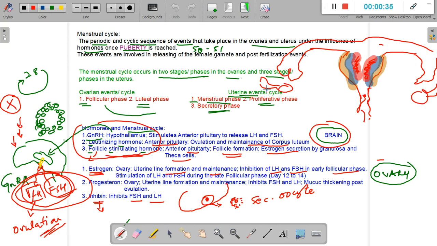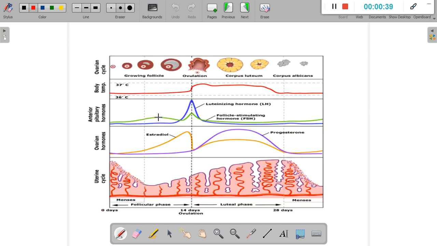So now we'll go to the second slide, and here is a graphical representation of the various events, side by side aligned. So in this particular graph, what do we have? On the top, we have something called the ovarian cycle.